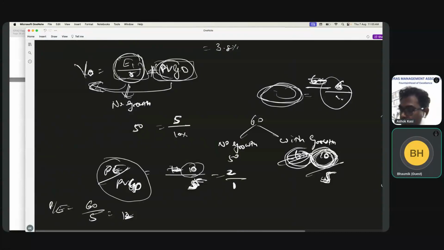Growth perspective, it is 10, present value of growth. And what is the growth happening? It is growing at the rate of 5 rupees. Earning is 5 rupees. So for 1 rupee earning, market is ready to pay 2.